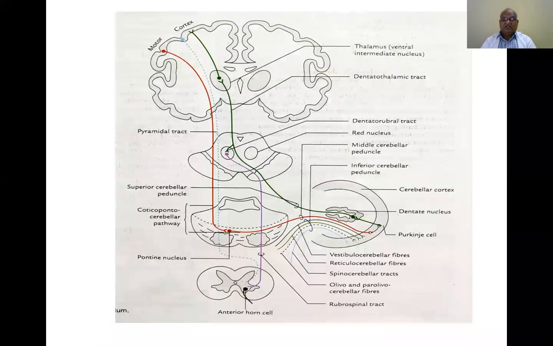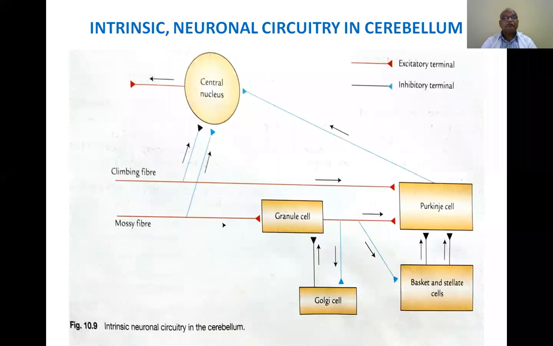Now, these are all the connections as he has given. Now, the intrinsic neuronal circuitry in the cerebellum. Red color is excitatory and blue color is inhibitory. How is it continued? Purkinje cells, 1; basket and stellate cells, 2 and 3; Golgi cells, 4; granule cells, 5. So there are 5 types of neurons in the cerebellar cortex. Then climbing fibers and mossy fibers. The axons of the Purkinje cells give rise to the outflow.